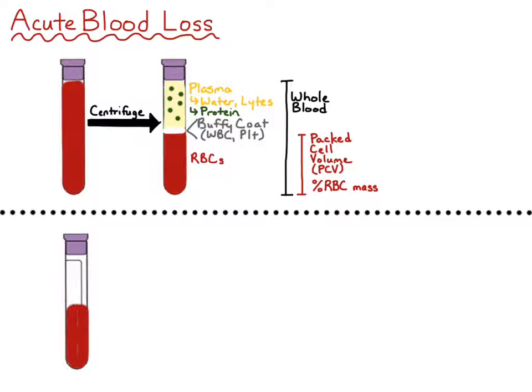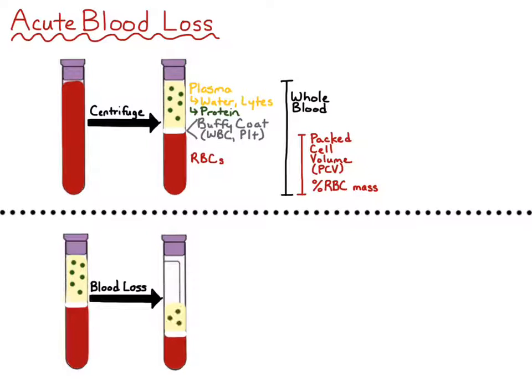Now I'm going to draw another tube at the bottom, and this tube is going to represent the entire blood volume of an animal that is going to undergo acute blood loss. So with acute blood loss, there is initially loss of equal proportions of water, protein, and red blood cells.